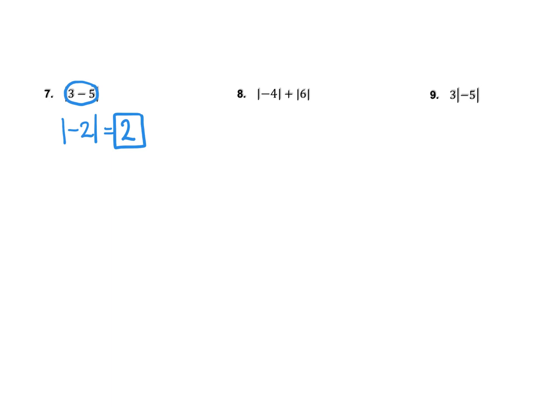Number 8, we have the absolute value of -4 plus the absolute value of 6. In this case, we're going to take the absolute value of -4, which is 4. We're going to take the absolute value of 6, which is 6, and then we can add them together, and I will have 10.